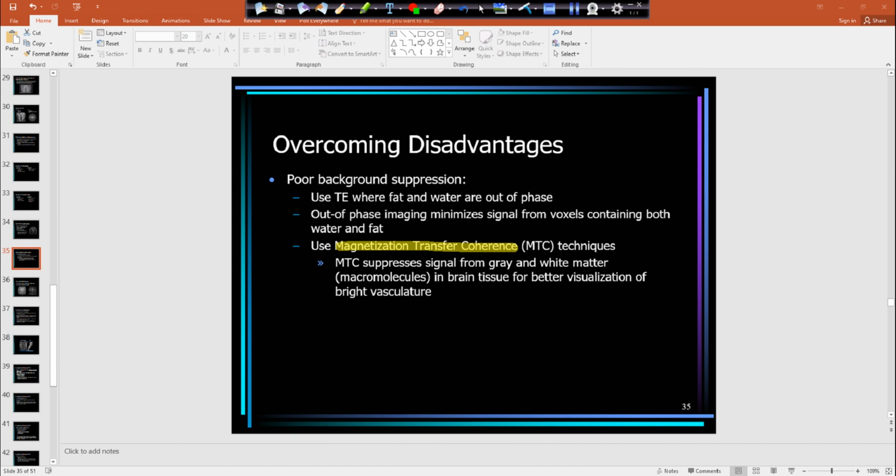So it suppresses signal from that retroorbital fat and white and gray matter a little bit better. So all those structures within the time of flight, stationary tissues, get saturated out. We could also use a TE where fat and water are out of phase. So 2.1 TE on a gradient echo. We'll get no signal from those particular voxels that have fat and water in them. That's another way to remedy that retroorbital fat.